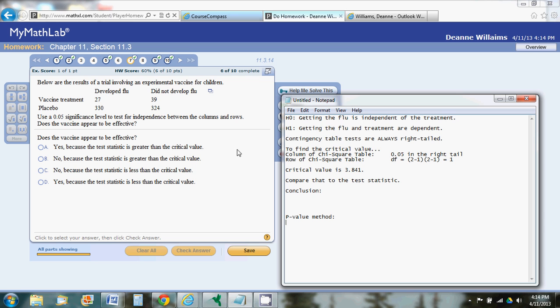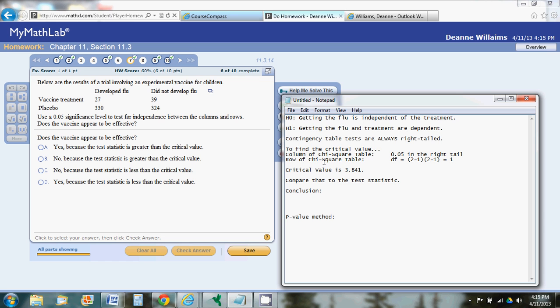Because it's right-tailed, we're going to use our entire significance level 0.05 in the right tail, and then our degrees of freedom are calculated by taking the number of rows and subtracting 1 and multiplying that by the number of columns and subtracting 1. So we have 2 rows minus 1 times 2 columns minus 1. That gives us 1 times 1 is 1. So we have 1 degree of freedom that we're going to look up in our table.